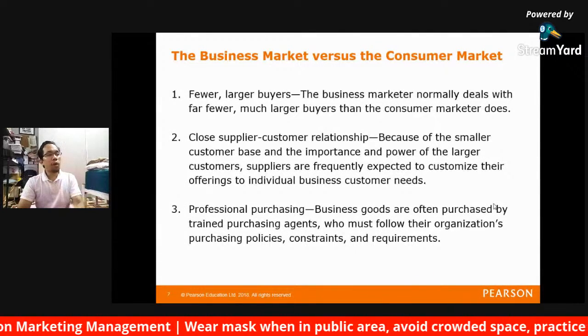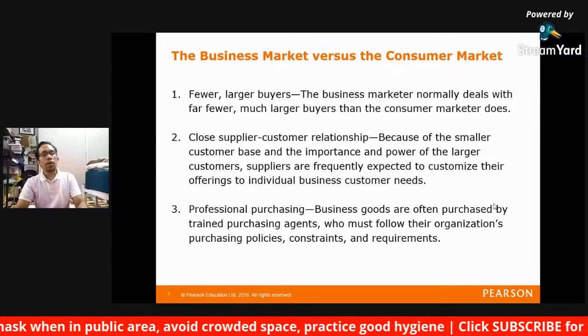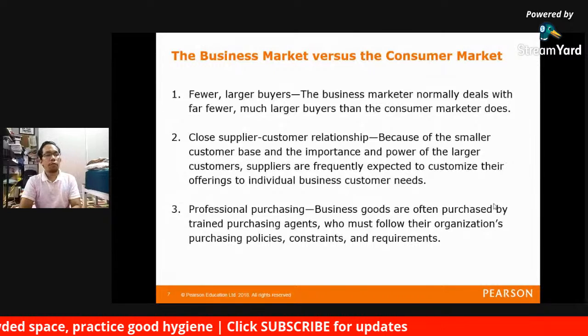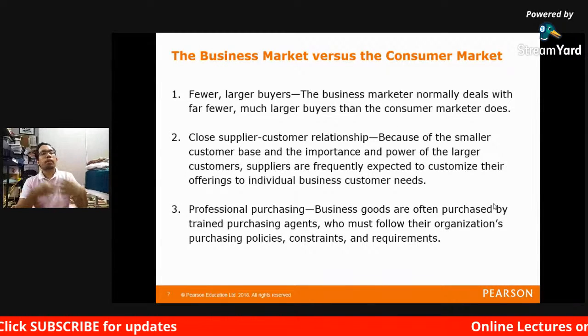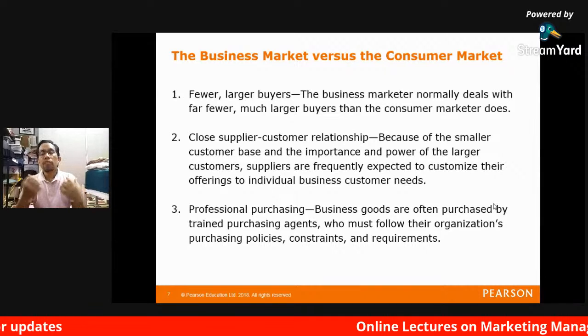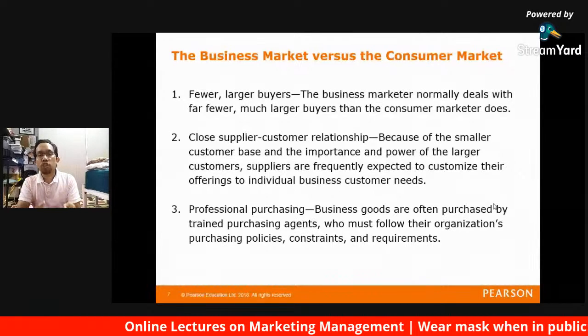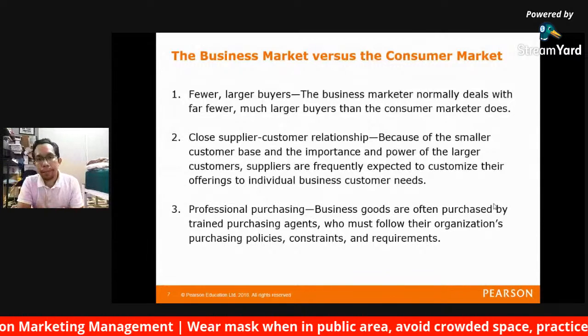Because of the smaller customer base and the importance and power of the larger customer, suppliers are frequently expected to customize their offering to individual business customer needs. It is a very significant action that should be done by the supplier.